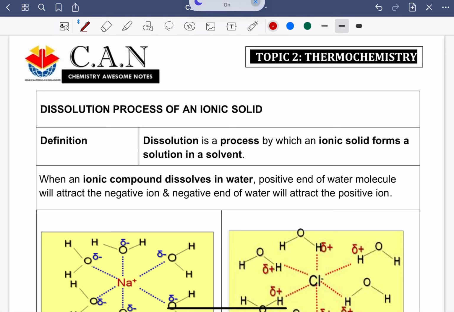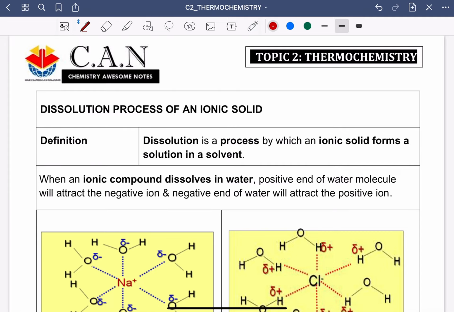Hi everyone. In this video, I'm going to explain the dissolution process of an ionic solid. This topic is actually still related to Hess's law, the one that you have learned before. When we say ionic solid, for example, salt, obviously salt. Imagine you have a salt and you dissolve it in water. This is the process that we are talking about, the dissolution process of an ionic solid.